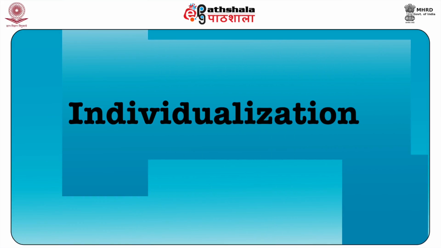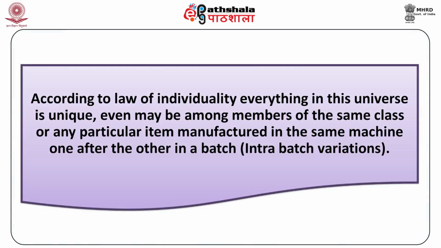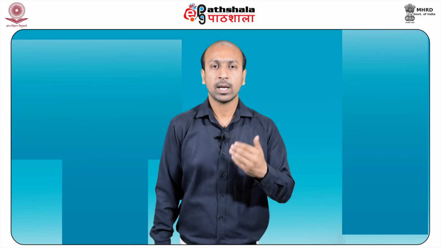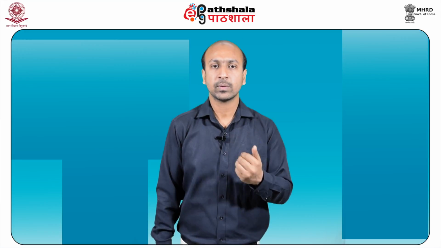Now, individualization. Forensic science has a responsibility to demonstrate that a particular sample belongs to whom. According to the law of individuality, everything in the universe is unique, even among members of the same class or any particular item manufactured in the same machine one after another in a batch. It may also refer to demonstrating whether the questioned piece of physical evidence and a similar known sample have a common origin or not. Thus, in addition to class characteristics, objects and materials also possess certain individual characteristics which make them unique and can be used to distinguish even among the members of the same class or group.